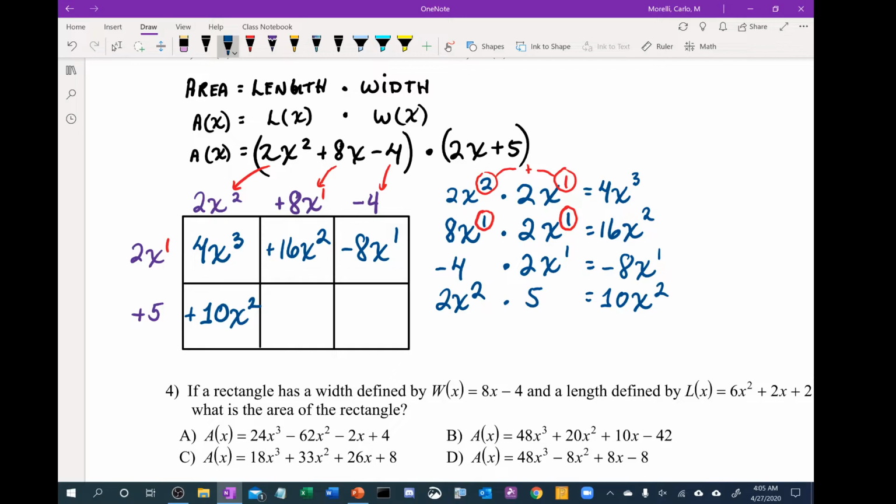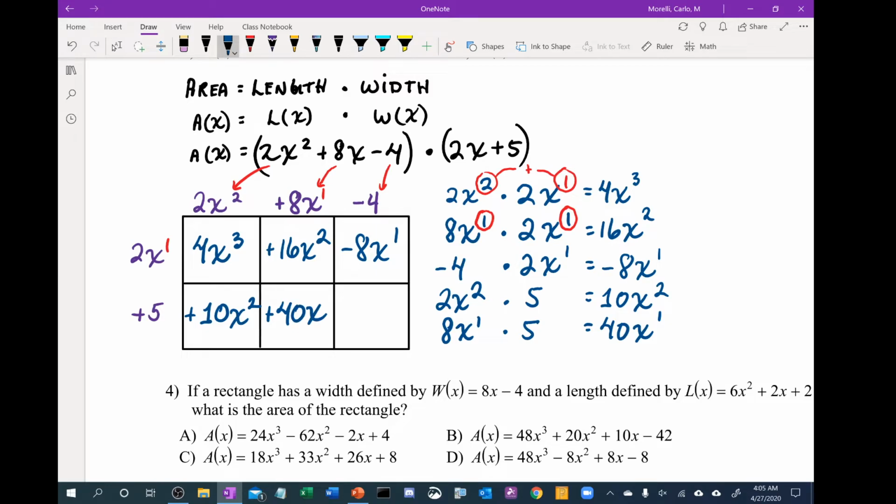That's up to you. So 8x to the first times 5 is next up. So we'll write 8x to the first times 5. Okay, so there's no variable with the 5, so you just multiply. 8 times 5 is 40, and the x comes along for the ride, x to the first. So we put plus 40x.